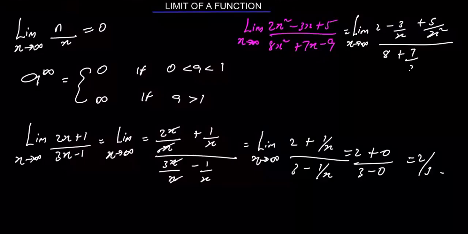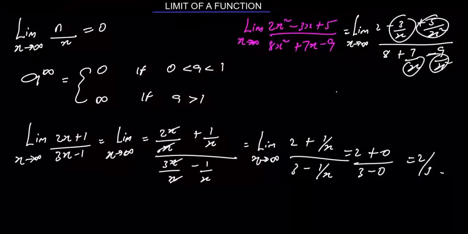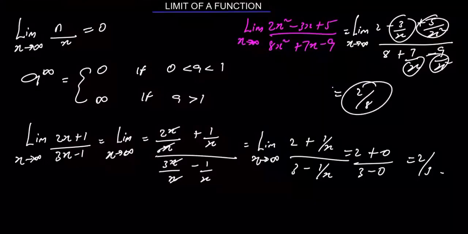Plus this one give me 7 over x minus 9 over x squared. So observe, all this will approach 0. So your answer will now be what? 2 over 8. It means that the shortcut of solving this limit is that whenever they give you a limit like this, just pick the coefficient of the highest power of x to be your final answer. Remember, the highest power of x is x squared. So just pick this 2, just pick this 8. You will have the answer here. That's 1 over 4.